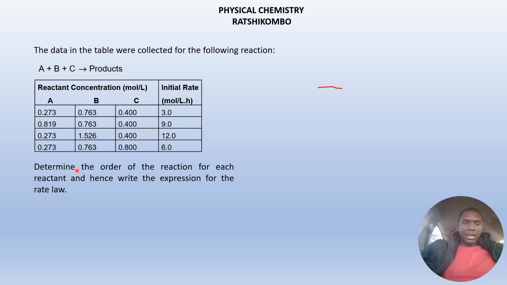The question requires us to determine the order of the reaction for each reactant. Which reactants are they talking about? We have three reactants, so in other words, we need the order of A, B and C. And of course, after finding the order of each and every one of these, we are required to write the rate law expression. So without any waste of time, I want us to have a look at this table before we start answering the question.